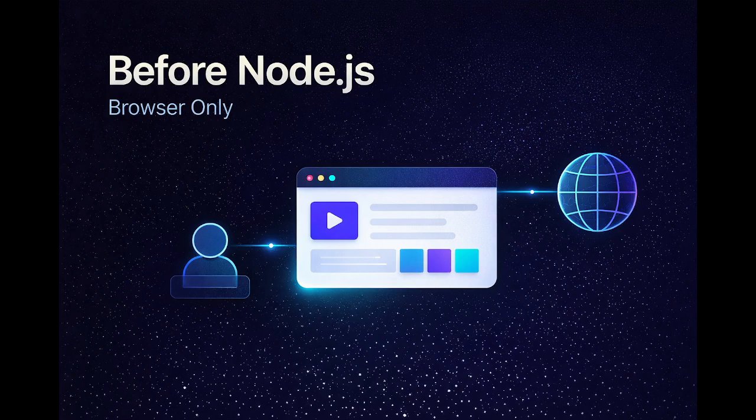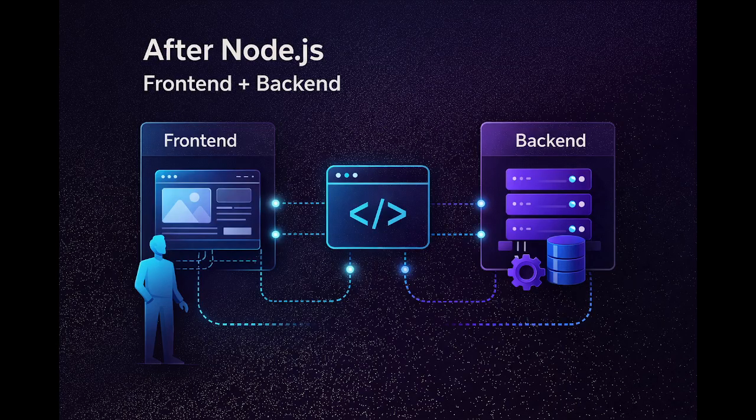Before Node.js existed, JavaScript could run only inside browsers. It was mainly used for things like validating forms, handling clicks, and basic UI behavior. JavaScript had no access to system resources or servers. Node.js changed the role of JavaScript completely. After Node.js, JavaScript could be used on the server side. This allowed developers to use one language for both front-end and back-end, making development faster and more efficient.